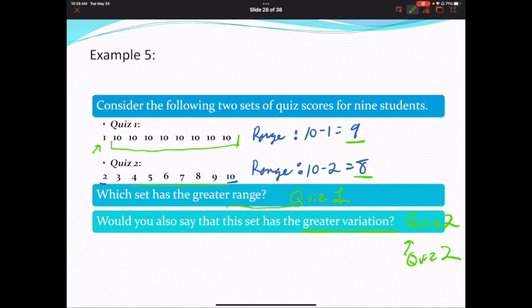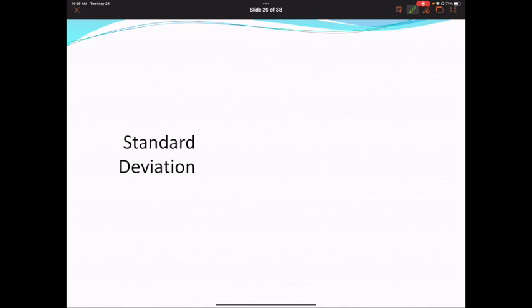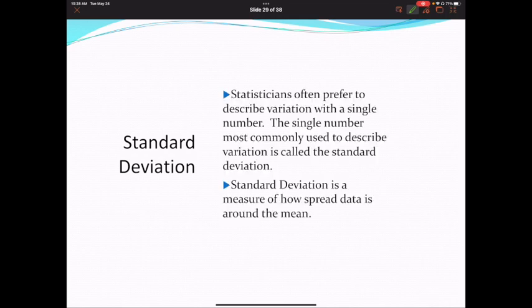Well, what number do we use to describe variation? So range is great. Our interquartile range, also helpful. But in statistics, the value we use the most is standard deviation. Standard deviation is what statisticians use to describe variation with a single number. And it's a measure of how spread data is around the mean. Note I said mean and not median.